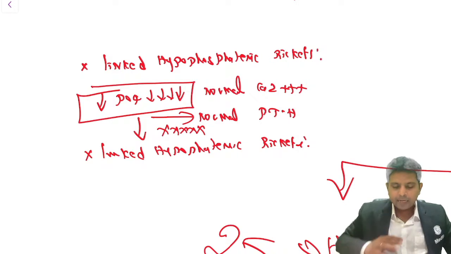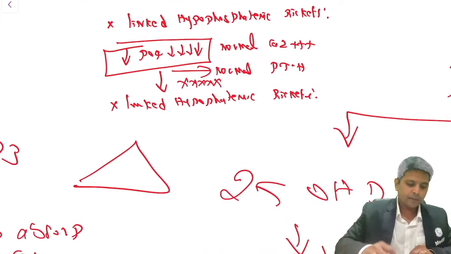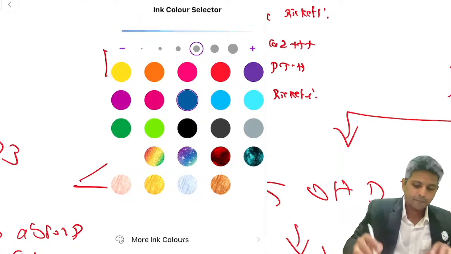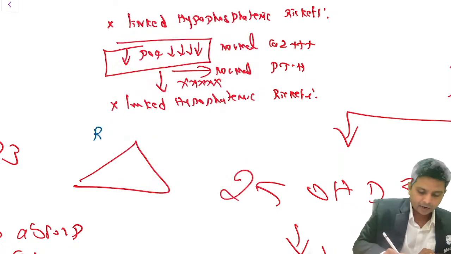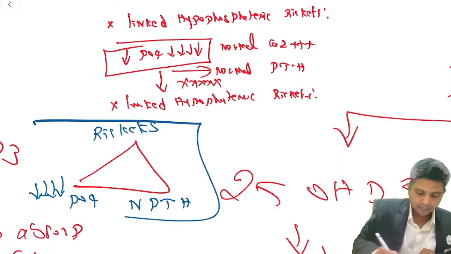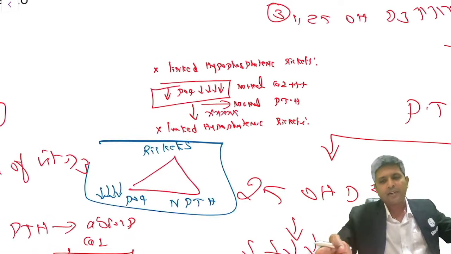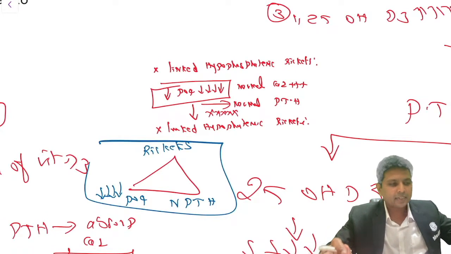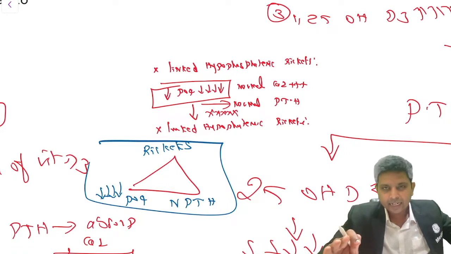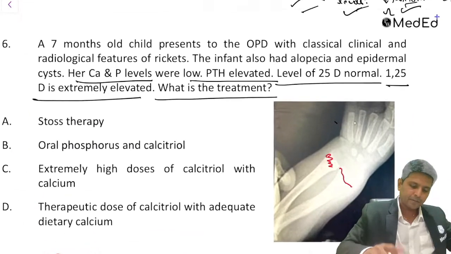That's why, what is the triad? The triad of rickets, very, very important, my dear boys and girls: low phosphorus, normal PTH, unless otherwise proved, this is a case of X-linked hypophosphatemic rickets. Very, very important. So in this case, what happens?